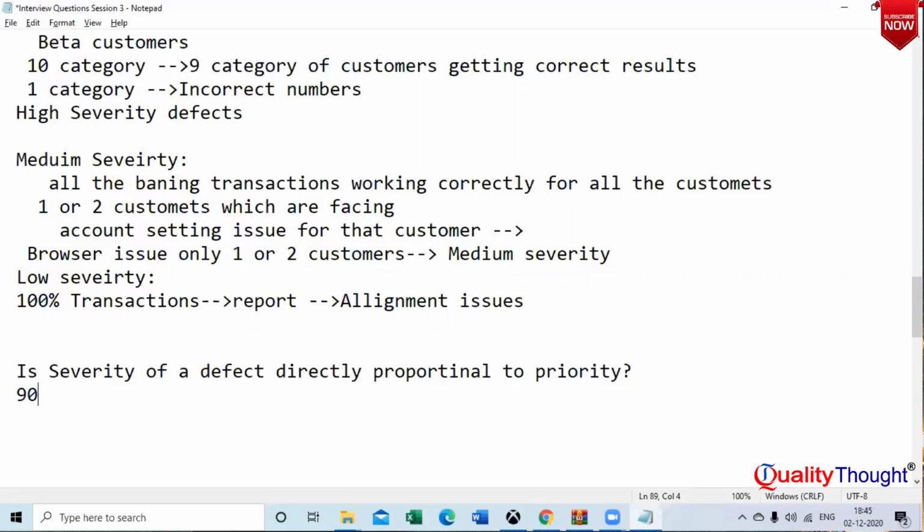Okay, so this is one important concept or understanding you should have. If severity is high, priority may not always be high. There are chances that priority could be high or priority could be low. So what is priority first? Before you compare severity and priority, what is priority?